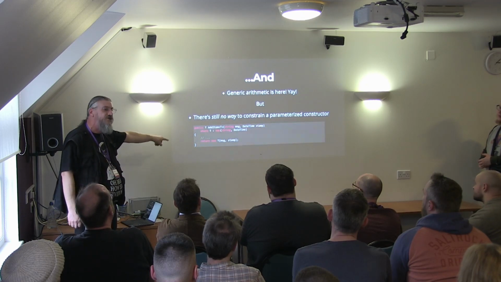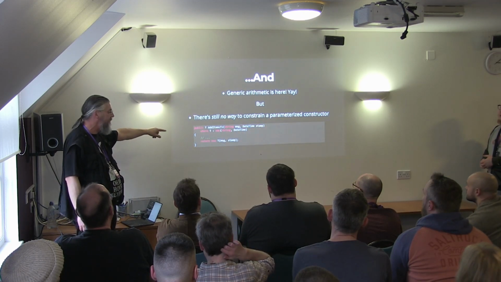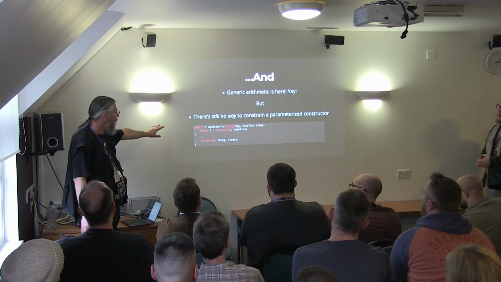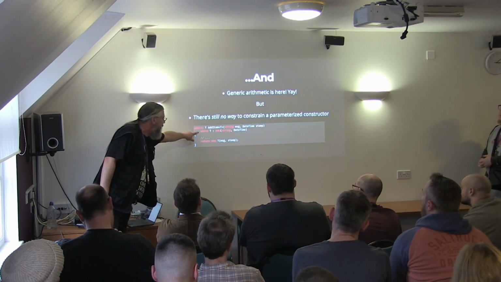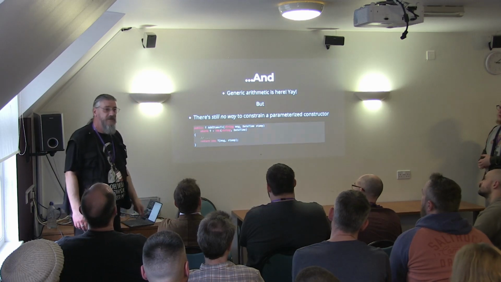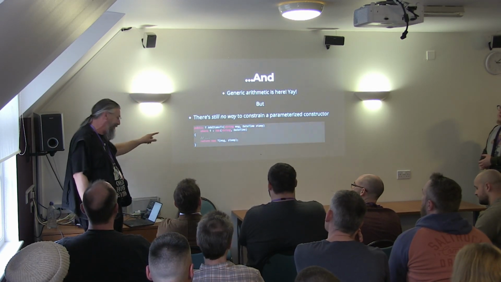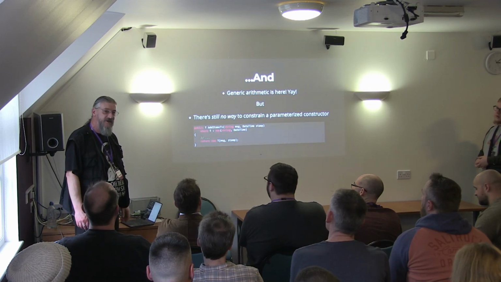But there's still no way to constrain a generic type to have a constructor, anything other than the primitive stuff. You can't say, for example, that I want T to have a constructor that takes a string and a time. And that's the thing I've been wanting since C# 2. But instead they gave me generic arithmetic.